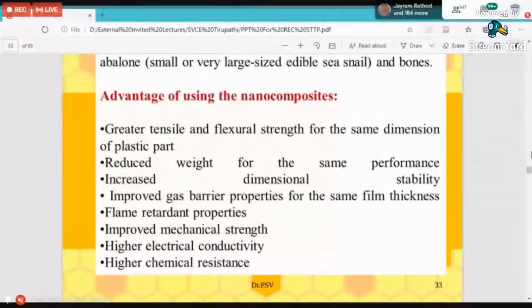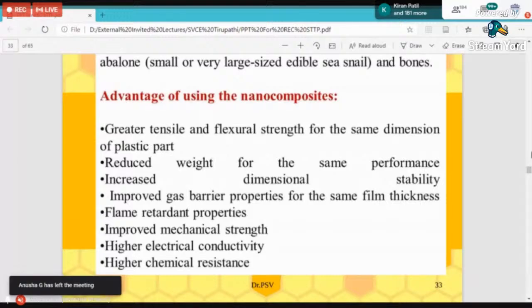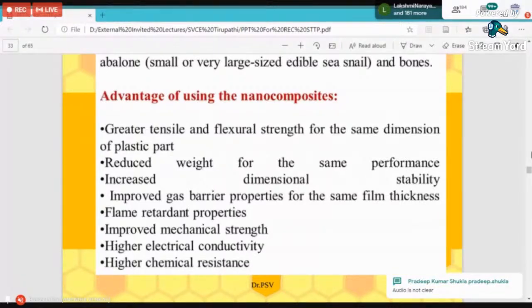Then increased dimensional stability. You can increase the dimensional stability at various loading conditions. Improved gas barrier properties and flame retardant quality. Flame retardant quality is very much required today. In many places fire accidents are happening, and the material used may not be able to retard the fire. It has to resist the fire, or it has to retard the fire. Resisting is different, retarding is different. You know the difference between resisting and retardation. Resisting is stopping and blocking. Retardation is not only blocking, it is putting off also to a greater extent. When the fire is initiated, it is to be put off till completeness is achieved. That is called the retardant quality.